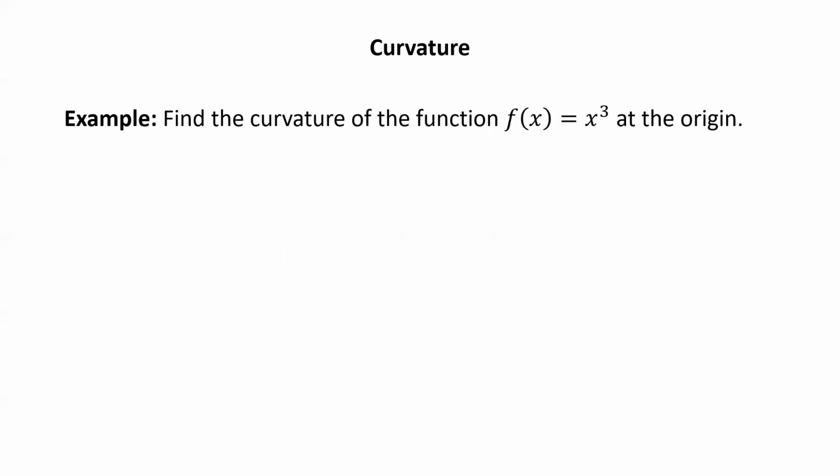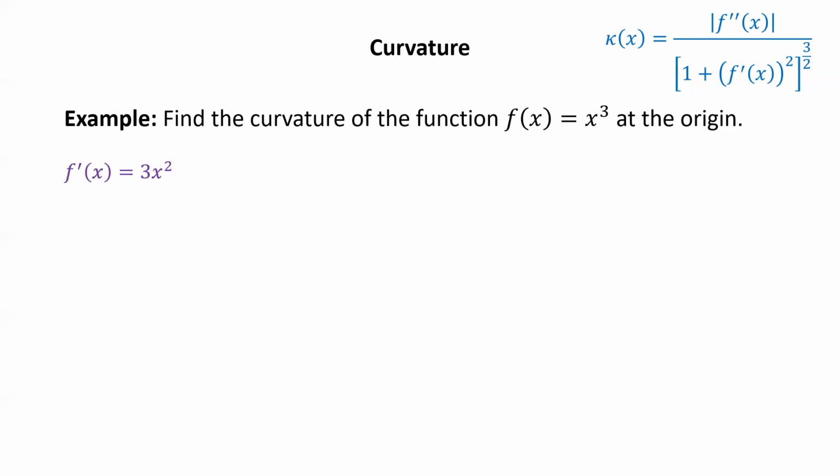Find the curvature of the function f of x equals x cubed at the origin. Since this is a scalar function, I'm going to use the appropriate curvature formula, which I'll put up in the right-hand corner here. So we're going to need f prime of x, which is 3x squared, and f double prime of x, which is 6x.